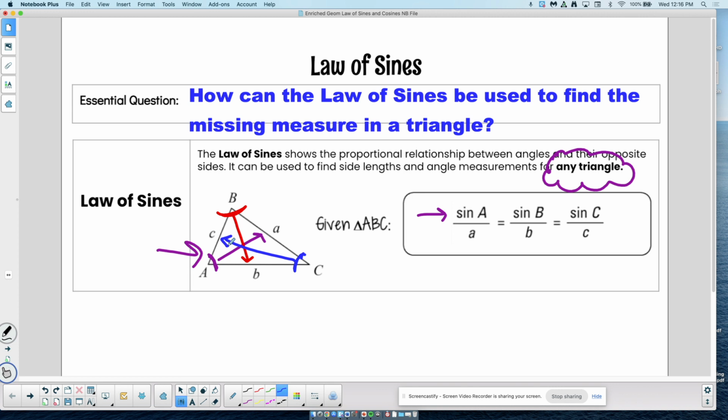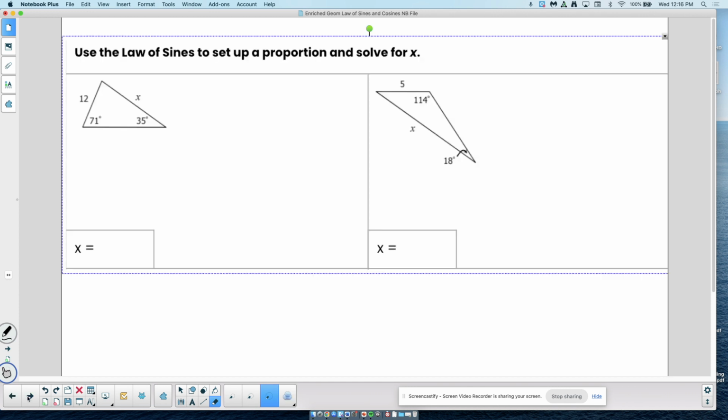So we have this proportion that exists: the sine of angle A over side length a is equal to the sine of angle B over side length b, which is equal to sine of C over side length c. And really, you'll only ever have two of them, but they just want you to know that all three of them, written as a proportion, are equal to each other. So let's try an example here.